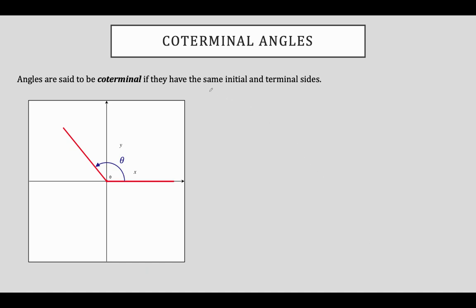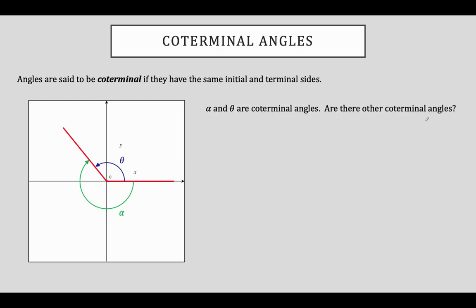Coterminal angles. Angles are said to be coterminal if they have the same initial and terminal sides. In other words, they start in the exact same place and they finish in the exact same place. Right? So here I have an angle theta. This angle right here, alpha, is considered to be a coterminal angle. Notice they share the same initial side and the same terminal side.